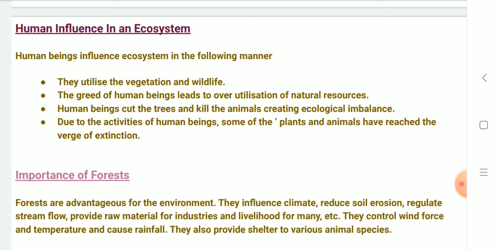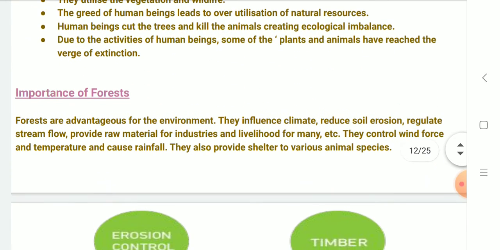Importance of forests. Forests are advantageous for the environment. They influence climate, reduce soil erosion, regulate stream flow, provide raw materials for industries and livelihood for many. They control wind force and temperature and cause rainfall. They also provide shelter to various animal species.